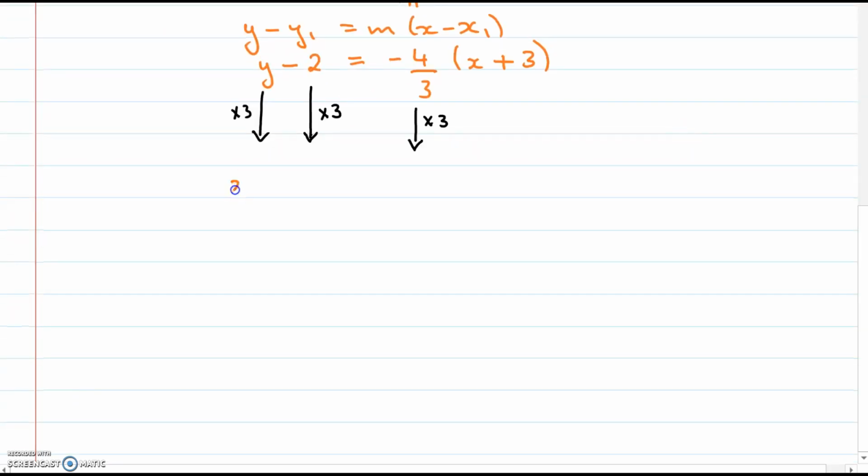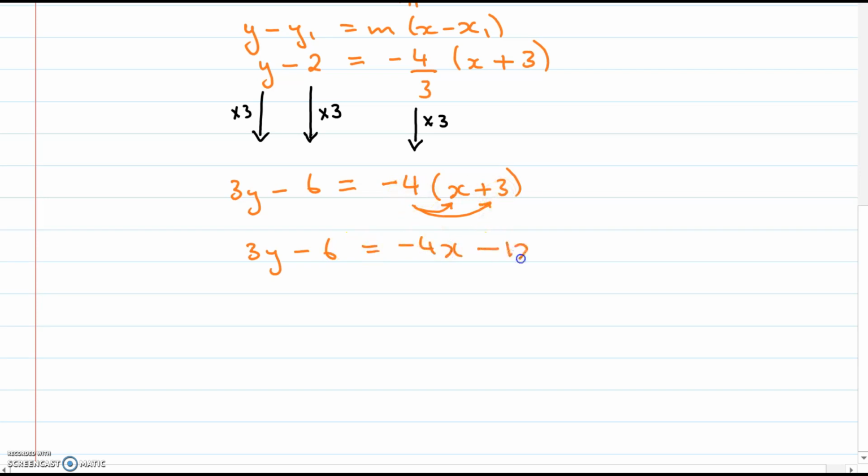And that's going to give us 3y minus 6. When we multiply the fraction by its own bottom, we're just left with the top, so minus 4. And then the x plus 3 is in parentheses, so it's not affected. We'll distribute the negative 4. So we have 3y minus 6 is equal to negative 4x, negative 4 by plus 3, minus 12.